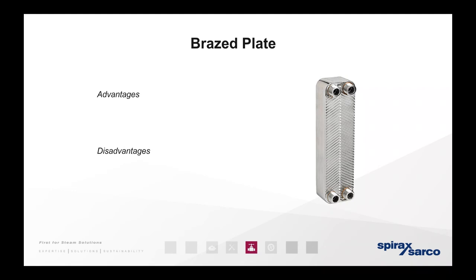But normal fault finding, first place would be traps. Is it trapped? Is it pumped? Is it flooding? Is it stalling? Those kinds of things. So they're the first things to look at. Relatively simple to look at as well. And then you look at the sizing, the flow paths, the quality of the steam, and so on.